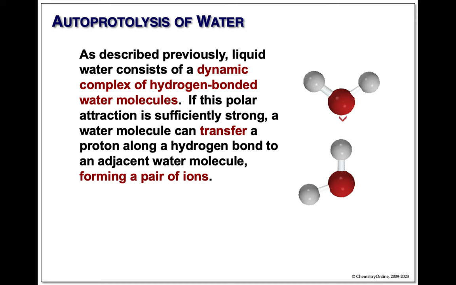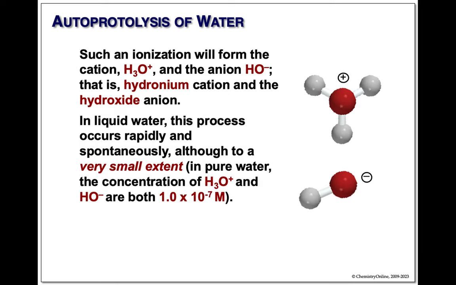This can happen again. The bottom line is, this process goes back and forth constantly, 10 to the eighth times per second. What that means is that if you have absolutely pure water, nothing else in it, there will be hydronium and hydroxide in there. And at 25 degrees centigrade, room temperature, the concentration of both will be 1 times 10 to the minus 7 moles per liter.